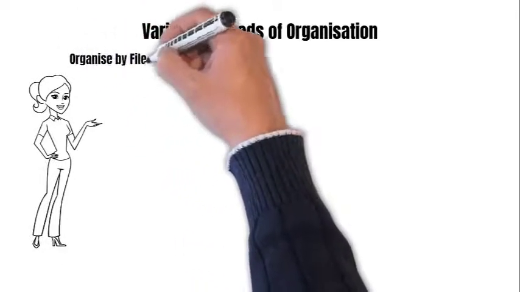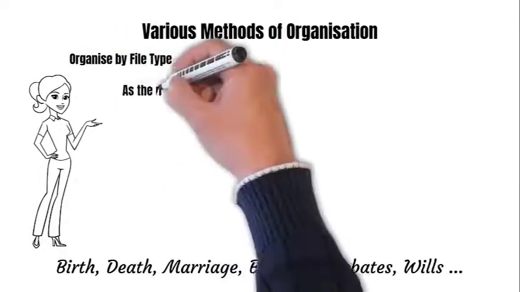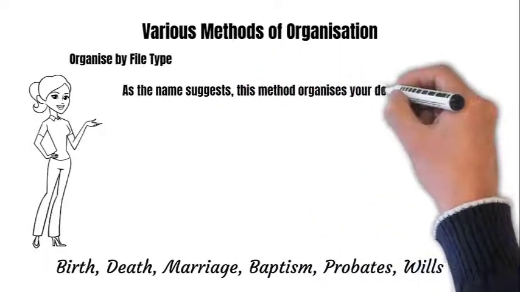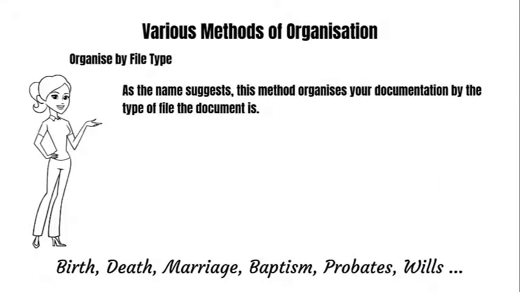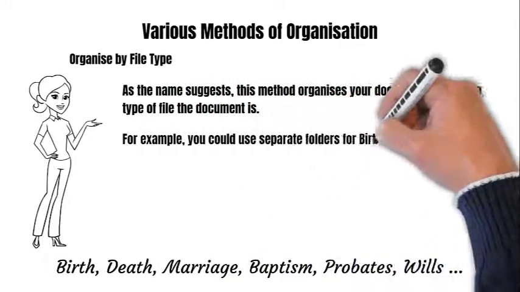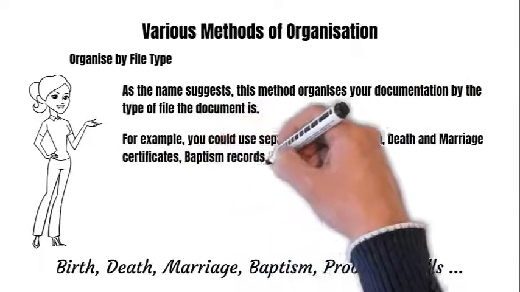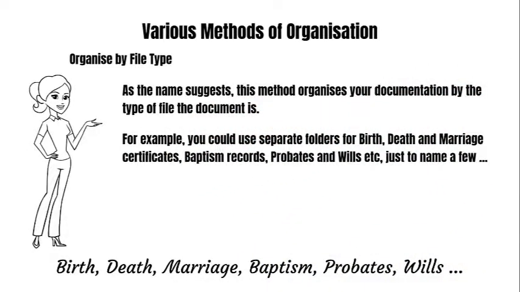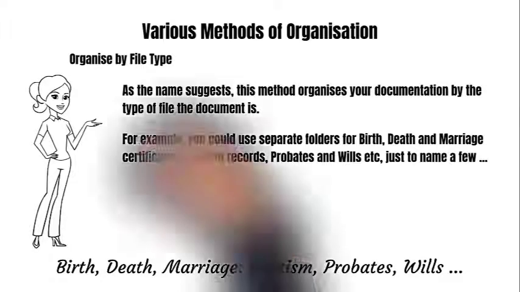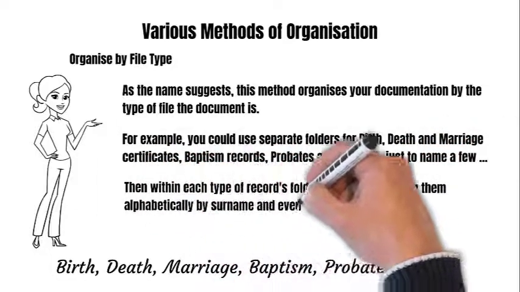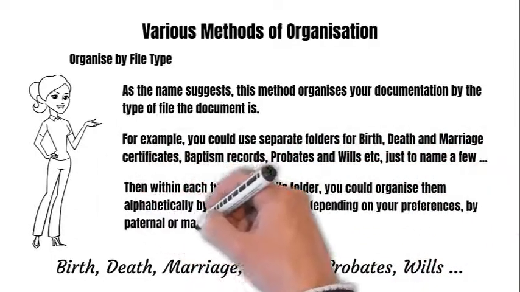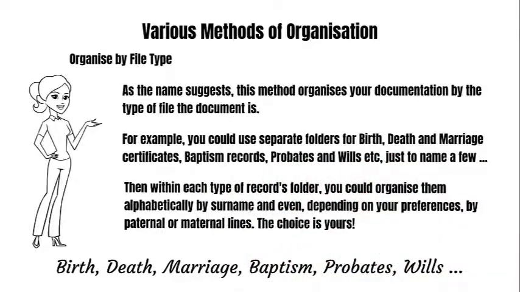Organize by file type. As the name suggests, this method organizes your documentation by the type of file the document is. For example, you could use separate folders for each of the birth, death, and marriage certificates, baptism records, probates and wills, etc., just to name a few. Then within each type of records folder, you could organize them alphabetically by surname, and even, depending on your preferences, by paternal or maternal lines. The choice is entirely yours.